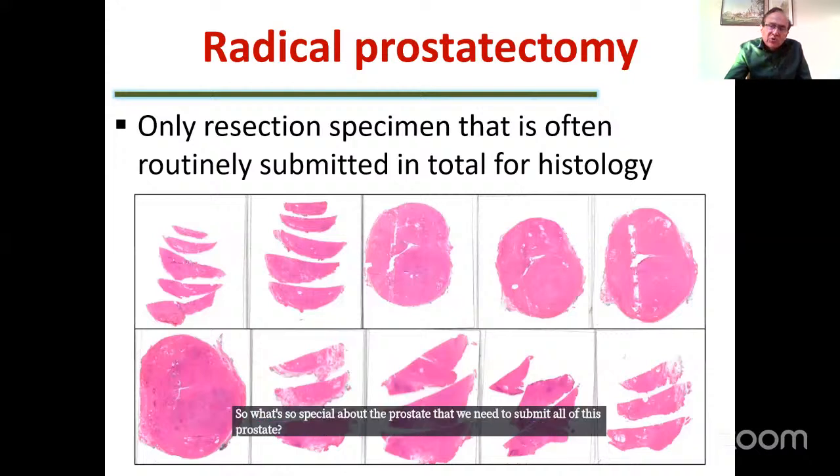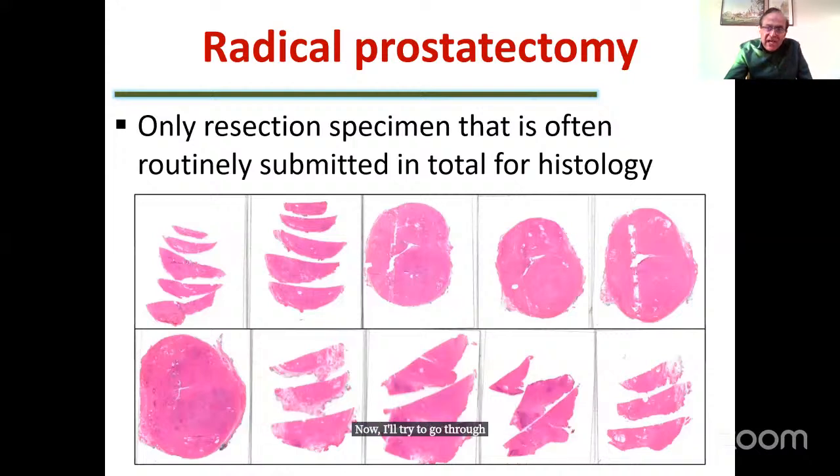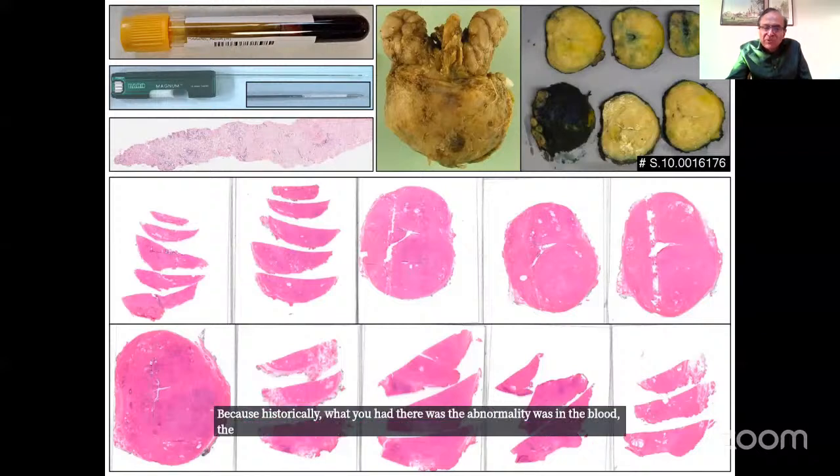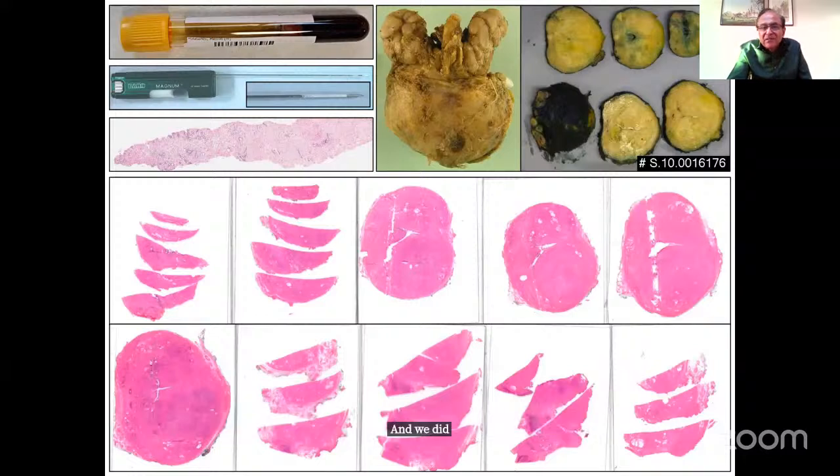Now, I'll try to go through the history of this and what I think is why we have got here and why we probably need perhaps to consider changing. The reason we got here is historical, because historically the abnormality was in the blood, the PSA. So you had a patient with a raised PSA, and we did this random sampling. So we took these systematic, non-targeted biopsies. And then we find cancer in that.